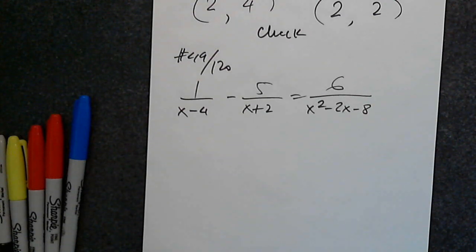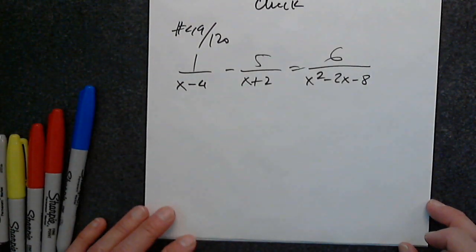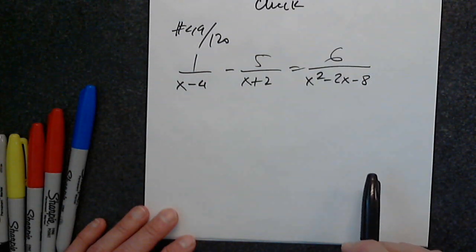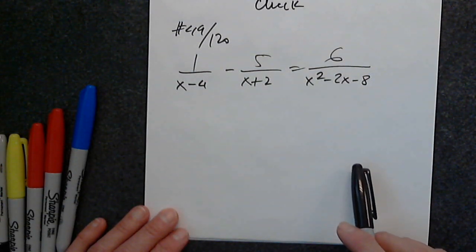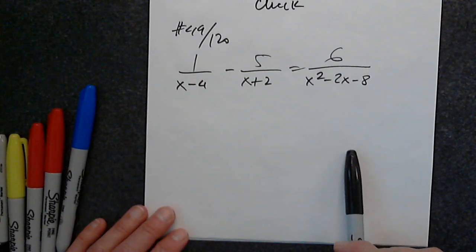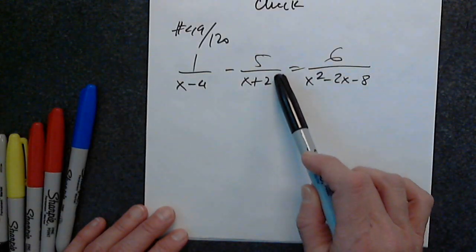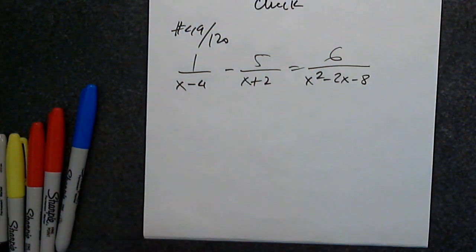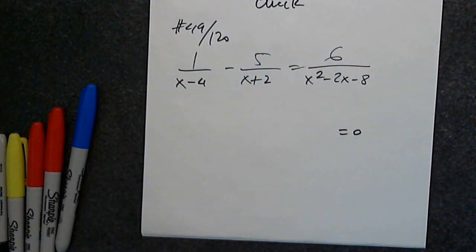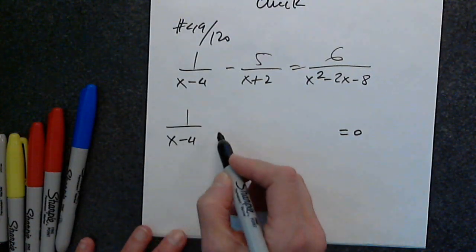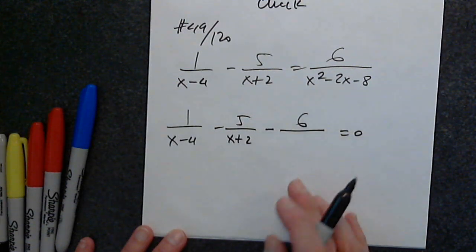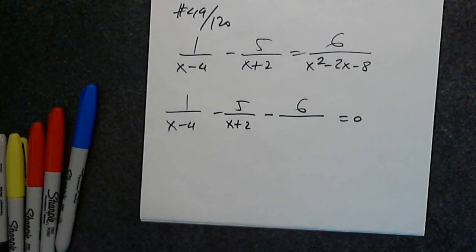So if you're using the method that I recommended, then we will do what? First. Yes. Yes. Because it's always easier to have 0 on one side. So this is 1 over x minus 4, minus 5 over x plus 2, but now minus 6 over what?